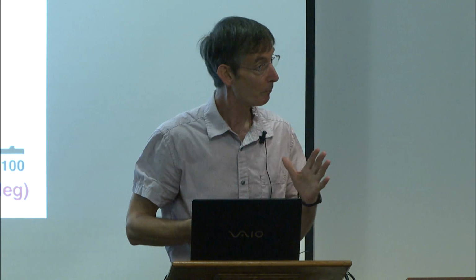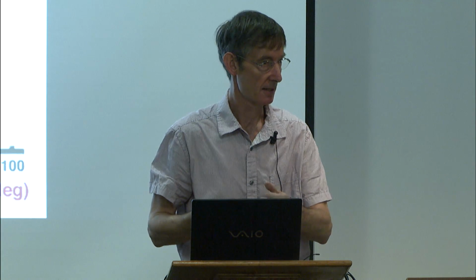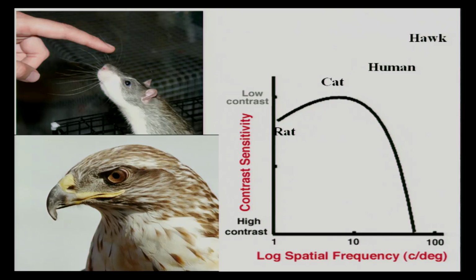And there's a very nice relationship between the density of retinal ganglion cells connected to the photoreceptors and the visual acuity of different species of animals. So rats, for example, can see at best about 1 cycle per degree. So they're about 1/60th as good as you and I. A cat can see somewhere between 5 and 7 cycles per degree.